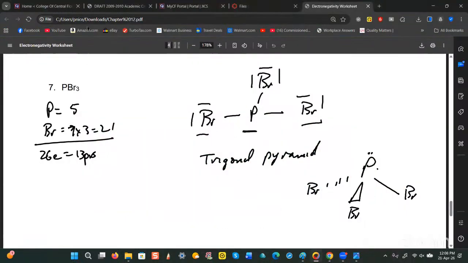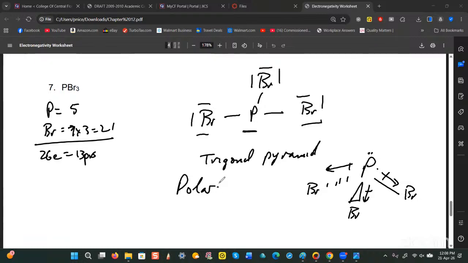So therefore, the polarity direction would be this direction here, this direction here, this direction here. So obviously they won't cancel out each other, right? So therefore, the polarity of this molecule is polar. All right, and that's it. Any question about this one?